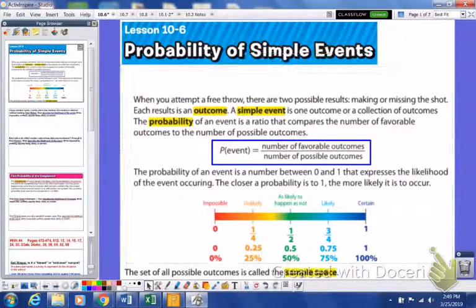You might be asked for the percentage, or you might be asked for that number between 0 and 1. Now, it cannot be more than 1 or more than 100. You can't have more than 100% chance of something happening. And then last up for this side, the set of all possible outcomes is called the sample space.